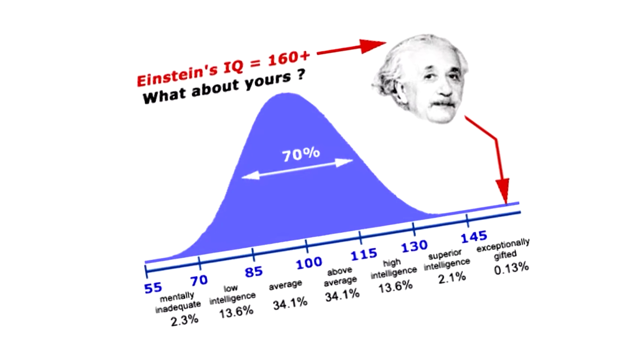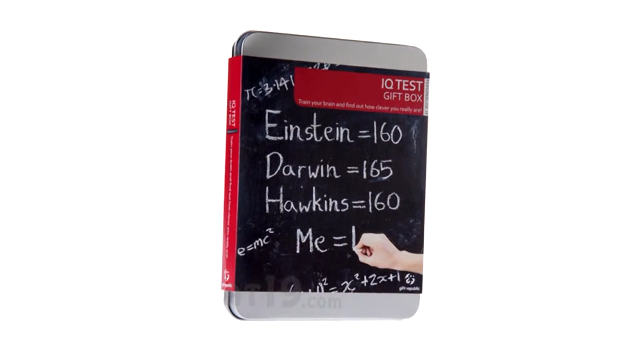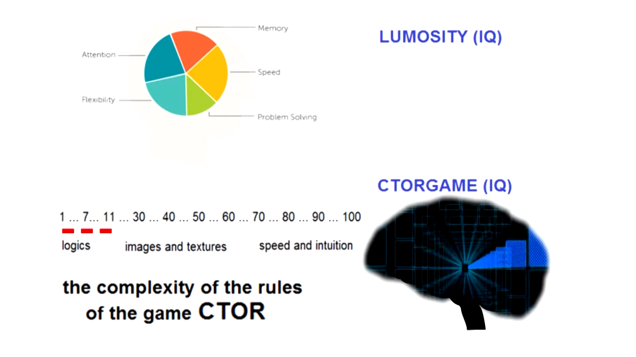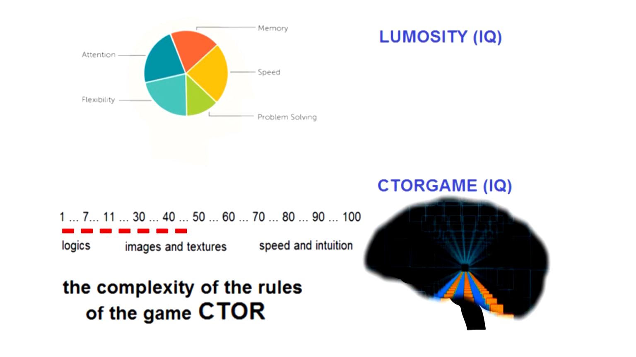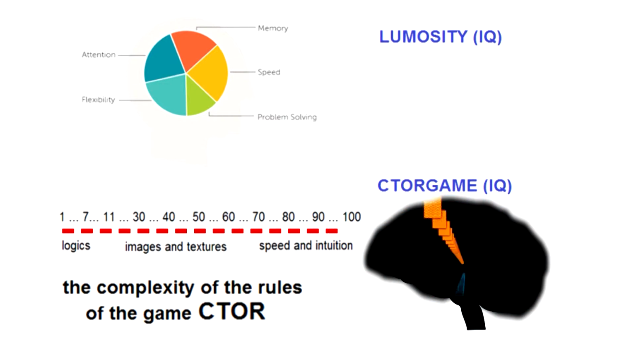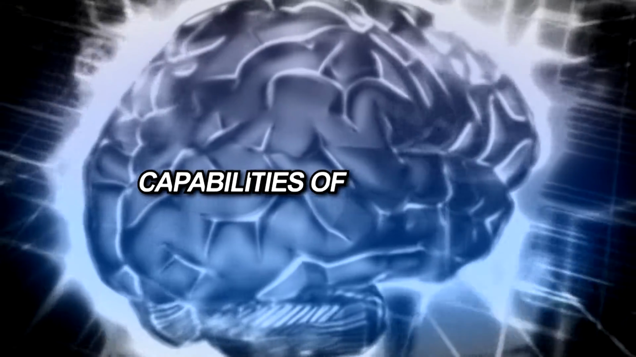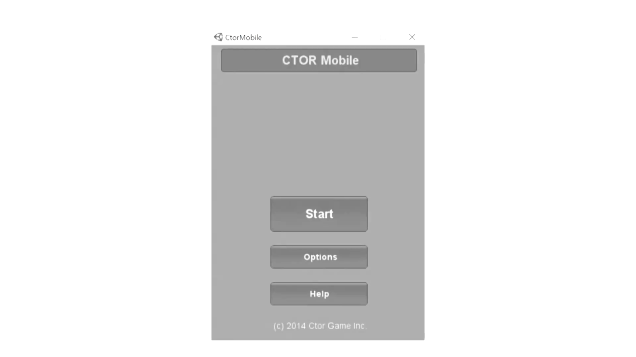The IQ, or intelligence quotient, test has existed for more than 100 years. It's used for the evaluation of an individual's logical thinking. We use our own CTOR-based test, which allows us to evaluate logical thinking, associative and creative thinking, and intuitive thinking. Each cognitive function is activated at a certain level of difficulty in the CTOR brain game.